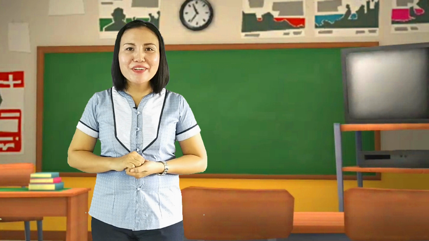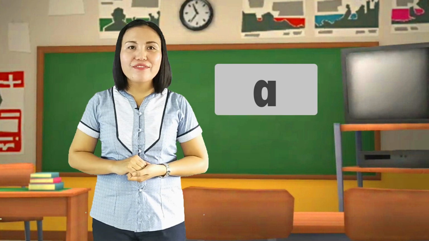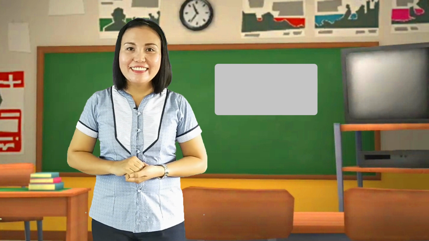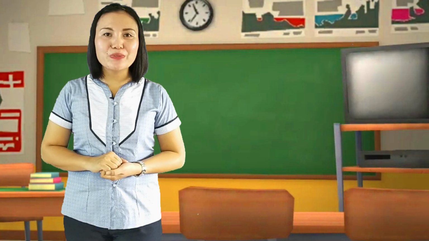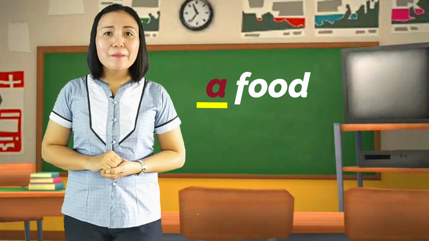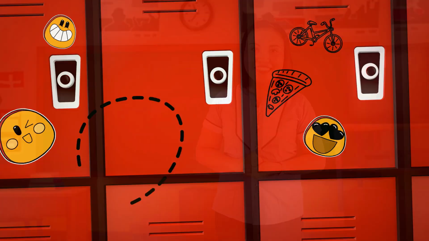Let's check if you got them correctly. The answer for number 1 is an. Atis starts with the vowel letter A, so we say an atis. Number 2, a food. Right, the answer is a because F is a consonant. Number 3, a shoe. Great! A is the answer because S in shoe is a consonant.